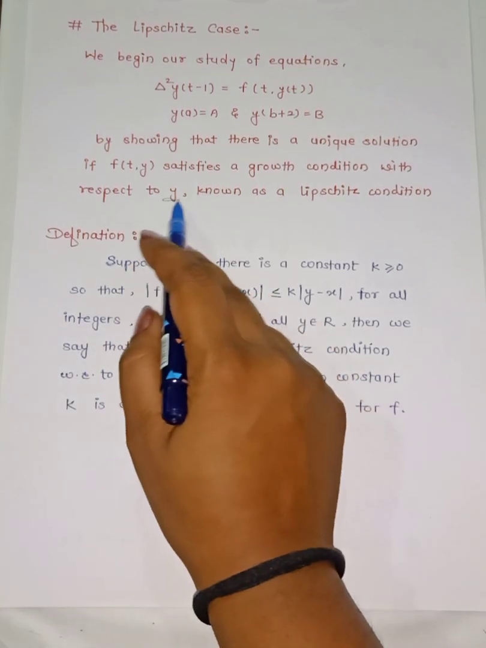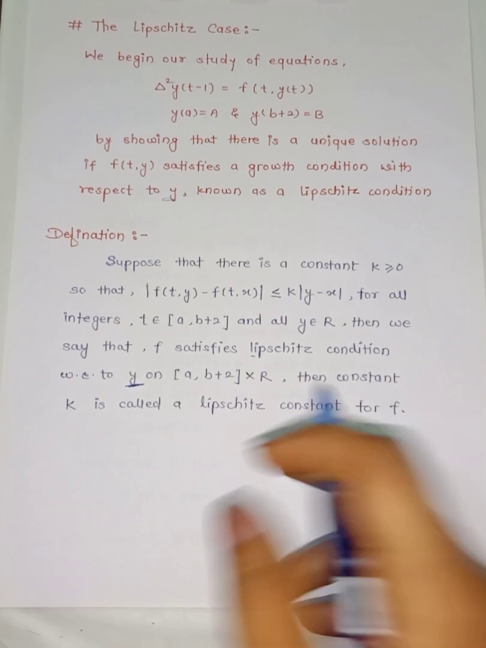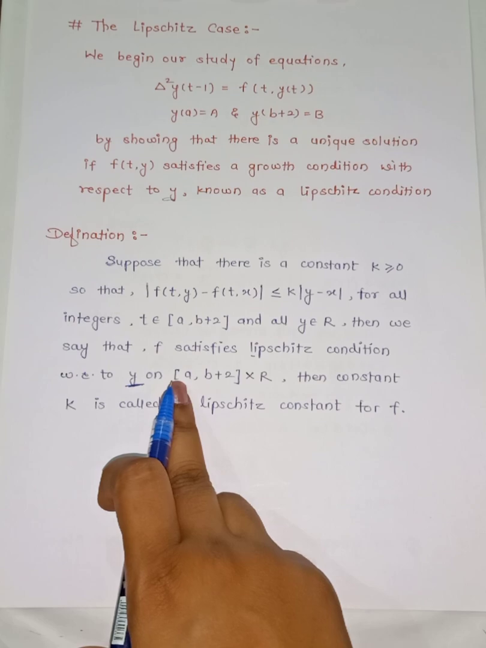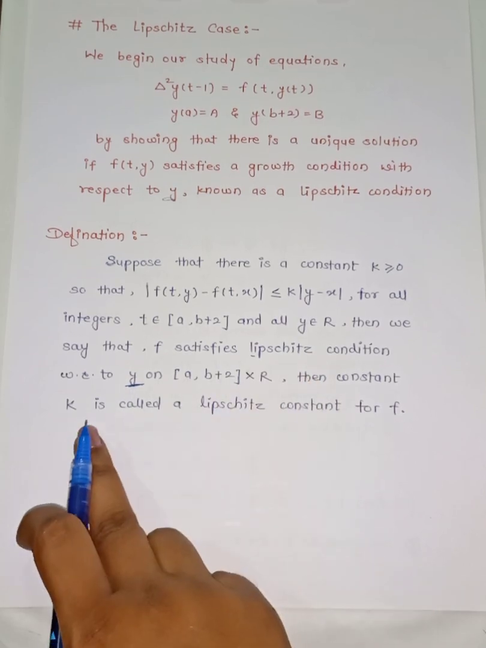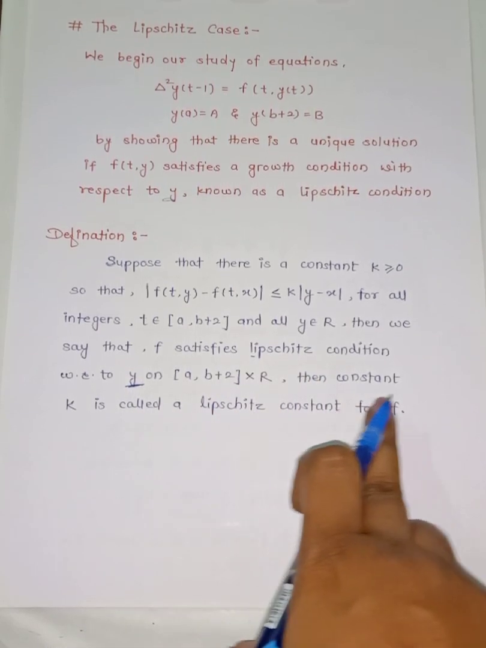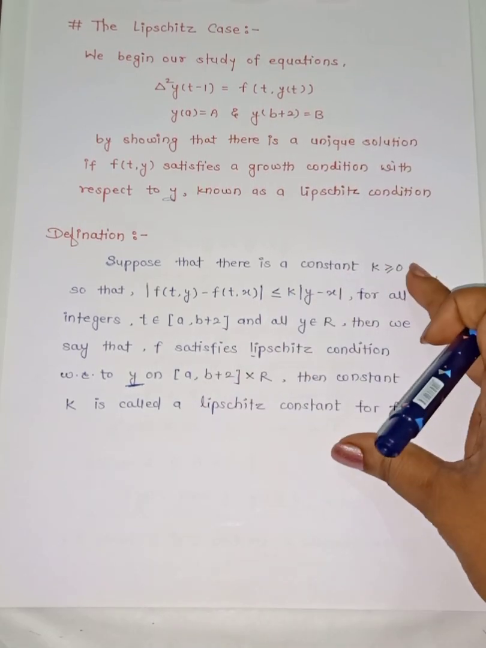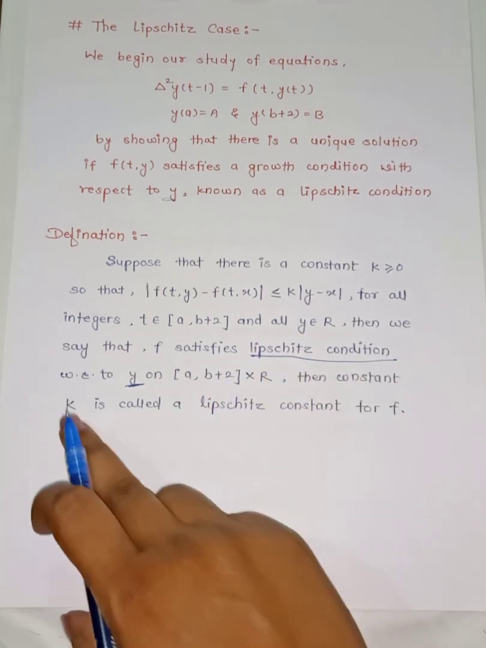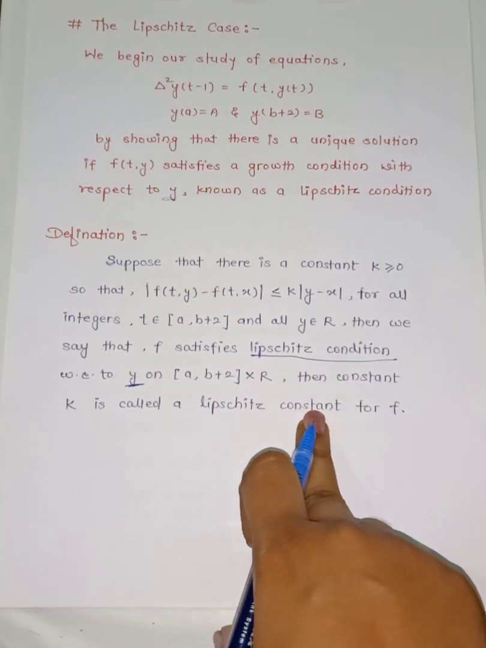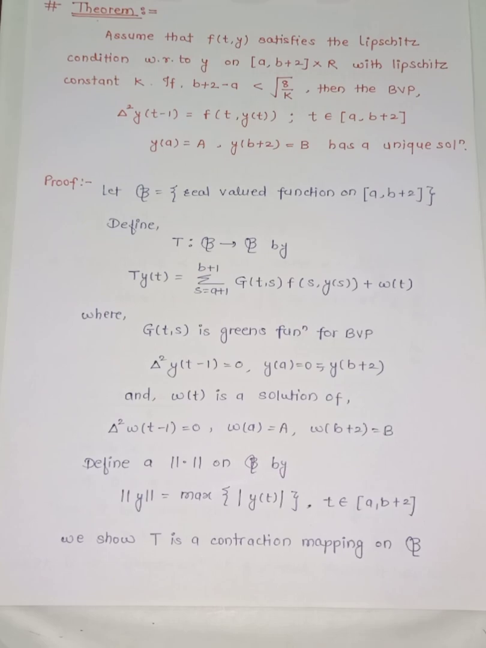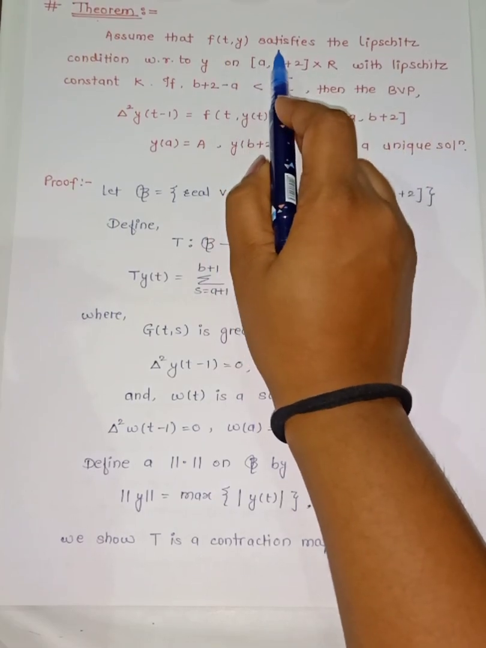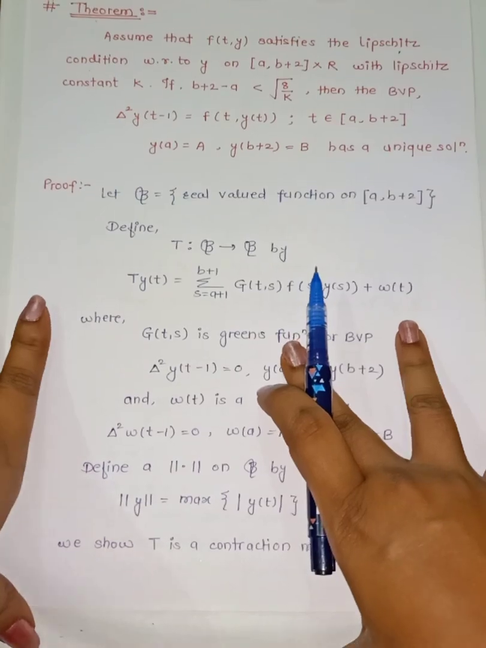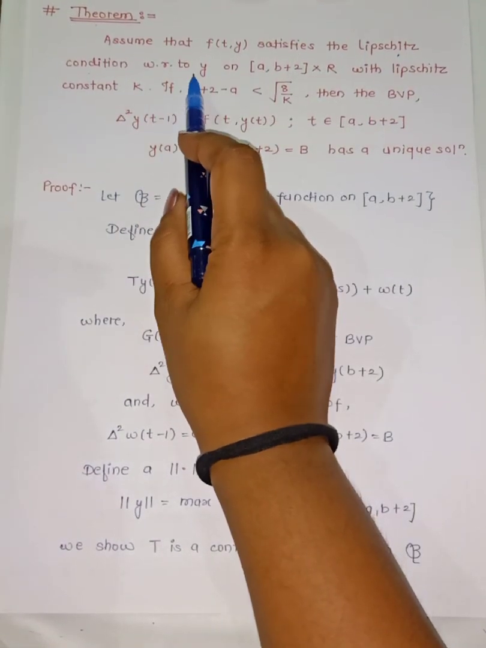Here also we considered it with respect to y. So this will be on the closed interval a to b plus 2 cross the real number set. Then the constant k is called the Lipschitz constant for f. So this is the definition of the Lipschitz condition, and k is called the Lipschitz constant. Next we will start with the theorem. The theorem statement is: assume that f of t, y satisfies the Lipschitz condition with respect to y.